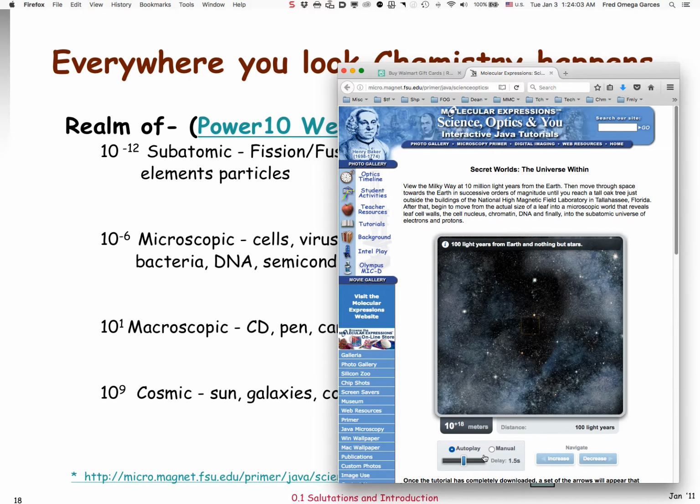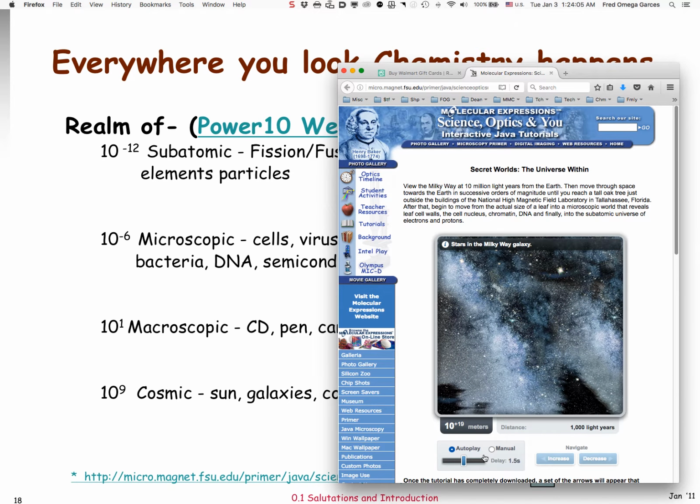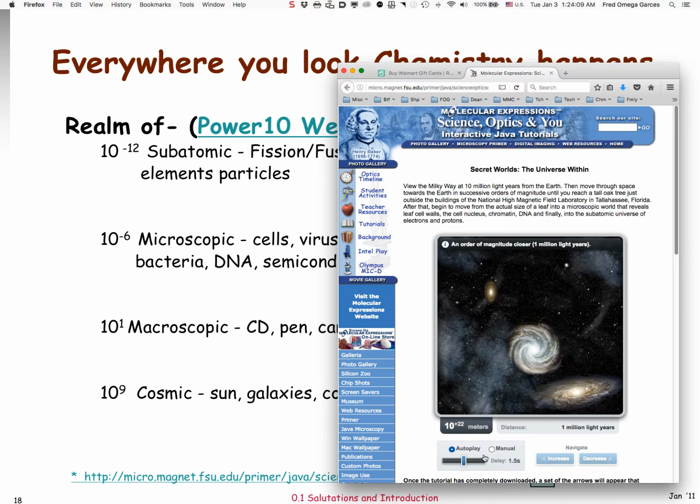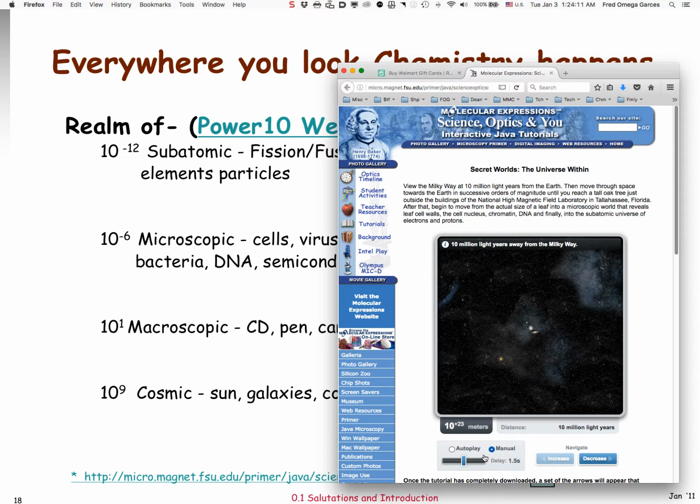And we're going to space and beyond. 10 to the 20th, 21st, 22nd, the Milky Way galaxy. 10 to the 23rd. So, this is just a brief introduction of chemistry and how it relates to our universe.